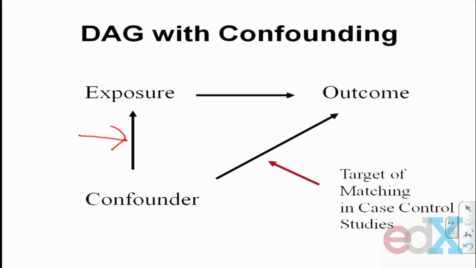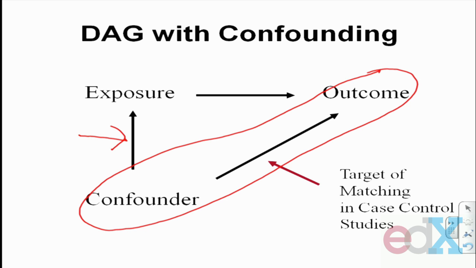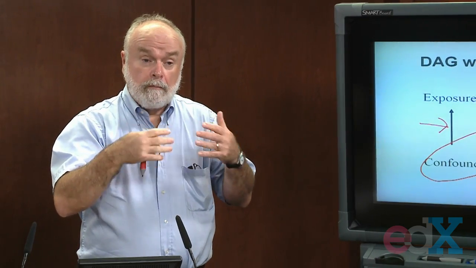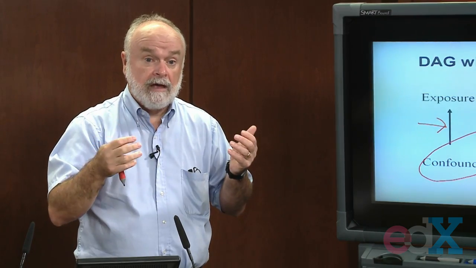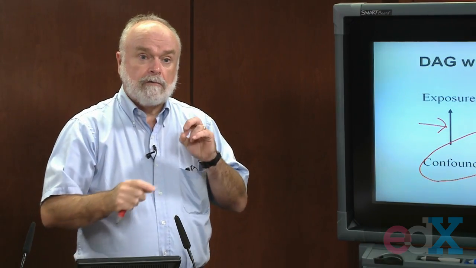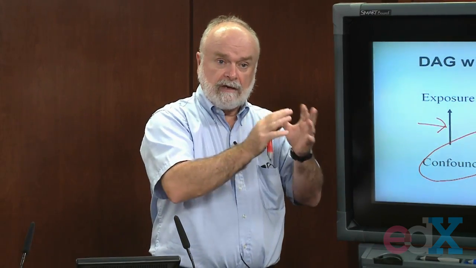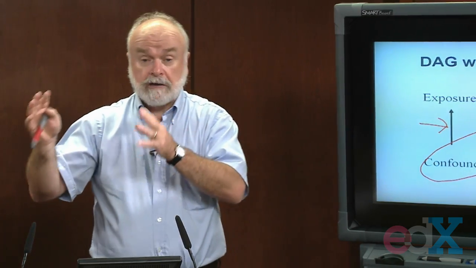It's this other arrow connecting the potential confounder to the outcome that we are trying to block when we match in case control studies. That's the target. The reason we're matching is we want to block that independent relationship between the confounder and the outcome so that when we enroll people in our study, we will not have confounding by the factor we matched on, say by age.